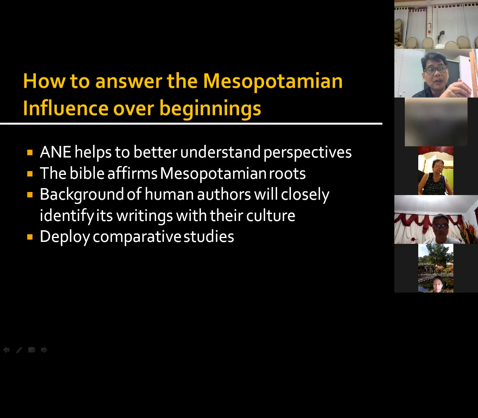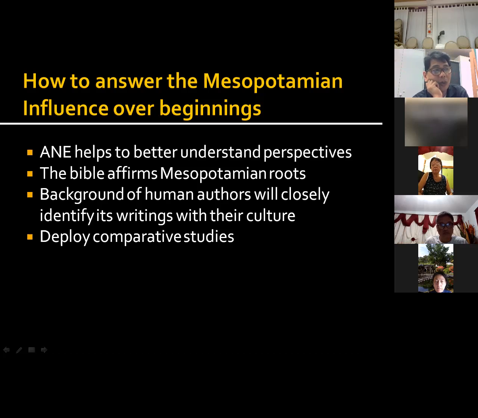Number three, the background of human authors will closely identify their writings with their culture. What are we trying to say? The very reason why Moses, the presumed writer of the book of Genesis, has a Mesopotamian bent is because he is from that area. He's not going to write anything that's foreign to his culture, nor anything foreign to his historical timeline. It is for that reason that there is an ANE, Mesopotamian Bronze Age kind of feel in the book of Genesis.